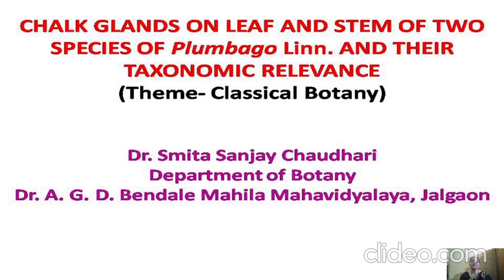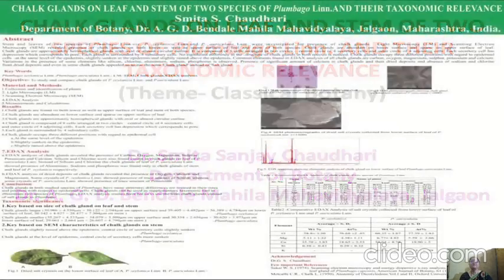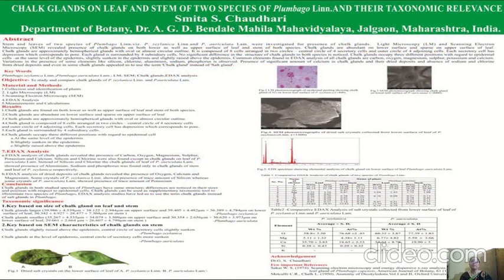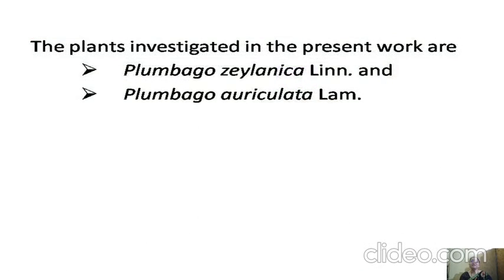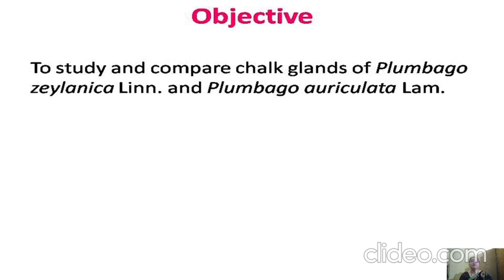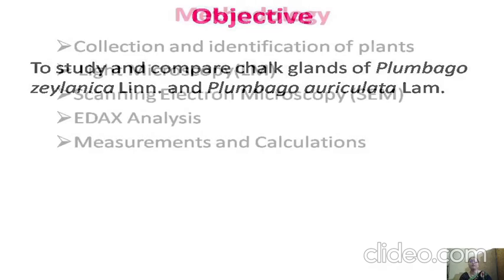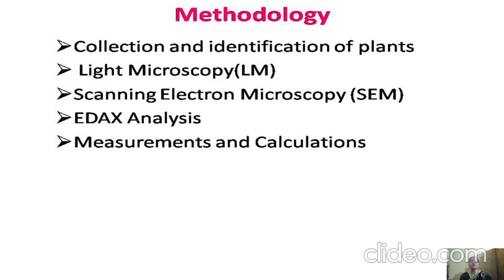The topic of my research paper is chalk glands on leaf and stem of two species of Plumbago and their taxonomic relevance. This is the e-poster of my research paper. The plants investigated in the present work are Plumbago zeylanica and Plumbago auriculata. The main objective while doing research for this work was to study and compare chalk glands of Plumbago zeylanica and Plumbago auriculata. This is the methodology which I followed during my research work.